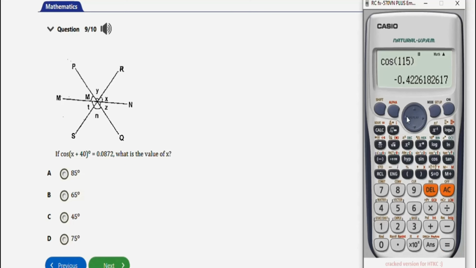No. So what of when x is 45? So 45 degrees plus 40, we have it to be what? 85 degrees. Press equal to, exactly, we have 0.08715. If you are leaving it to 3 decimal places, this 5 approximately as 1 will change the 1 to 2. So we have 0.0872. Exactly what we have here. So guys, the right option is option C.